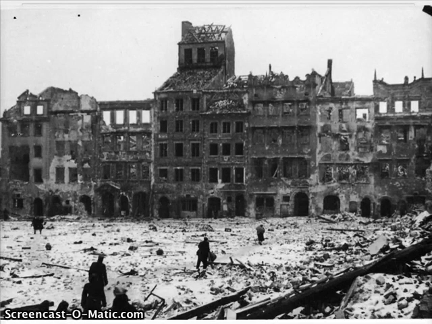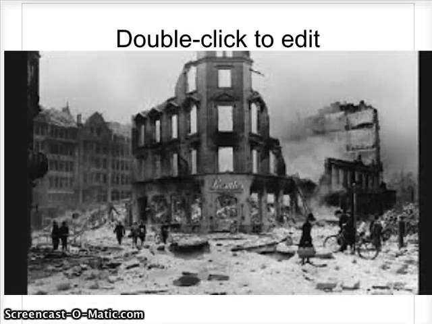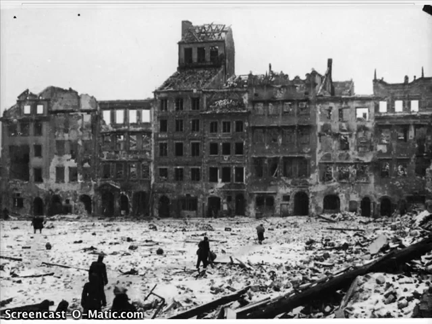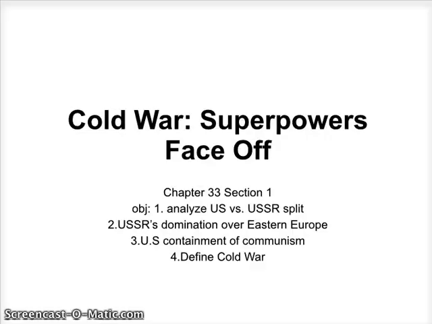So this is where we left off. We left off with Europe and Japan in ruins with World War II. We're going to immediately go into the next war. This is called the Cold War. And we're going to start it with our superpowers, which is the US versus the USSR, which is the Soviet Union. They're going to have sort of a face-off.